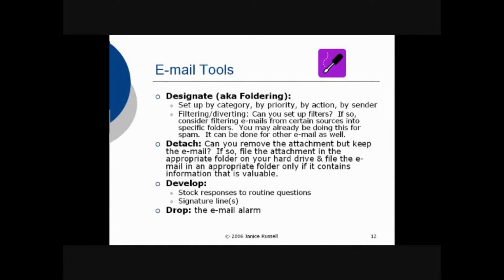I call it designating, which means that you may be able to set up emails by category, by priority, by action, by sender. For example, I know that I am signed up for a number of different newsletters, and I actually have them go straight into a newsletter folder. They don't go into my inbox. They go into a newsletter folder, so that when I get the time, because these aren't the important ones, I can read them, or when it gets really big I can start deleting them.